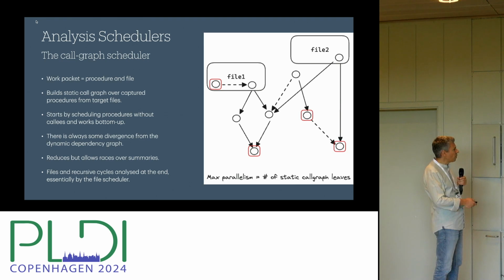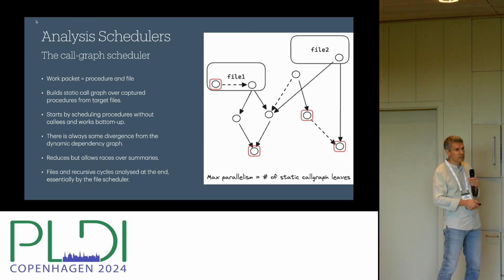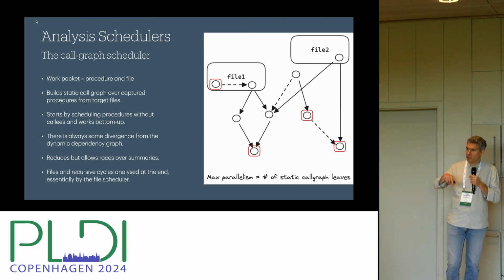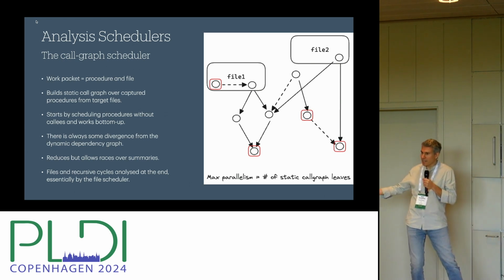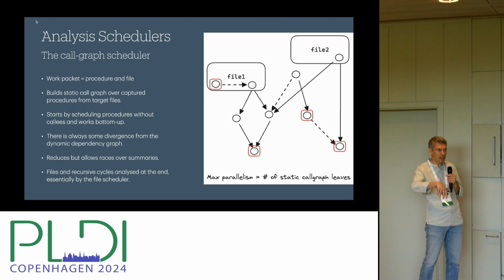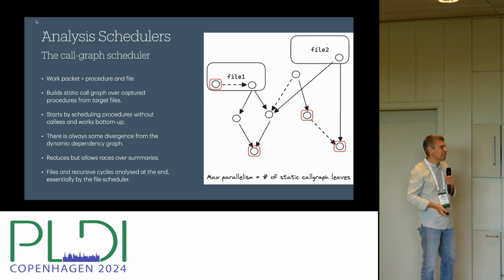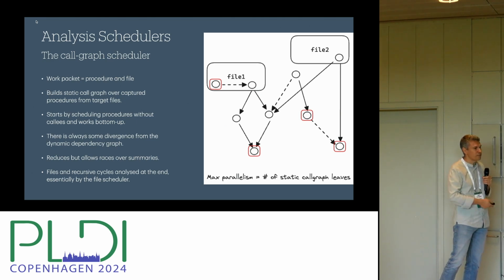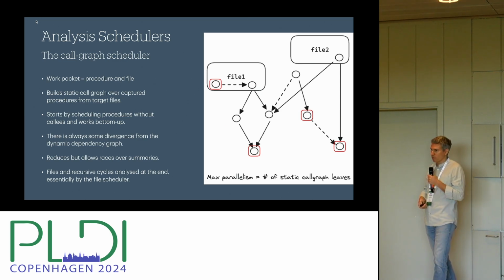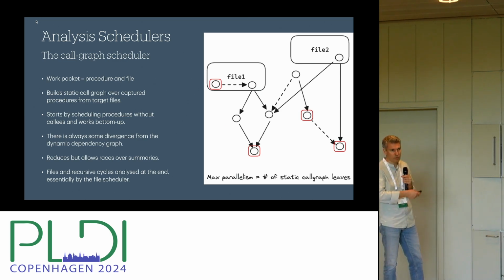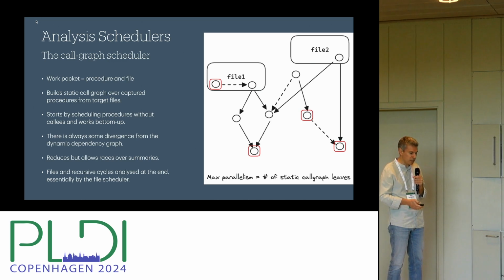Okay, and what happens with cycles? Well, if we have a cycle, obviously that's never going to have any leaves inside it, right? So how do we analyze the cycles? We basically leave them for the end, and then it's as if we were using the file scheduler to go through them, right? So we just fall back on the stuff in the previous slide for the cycles.